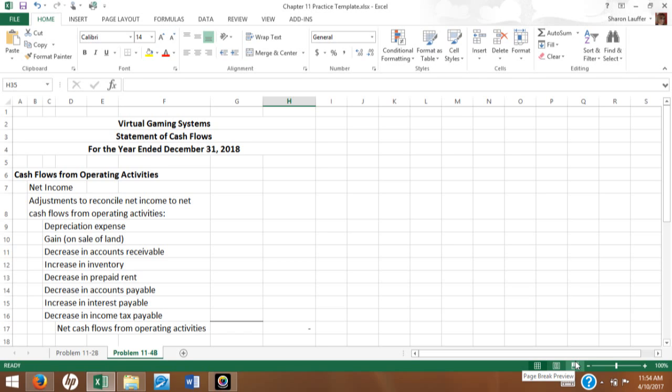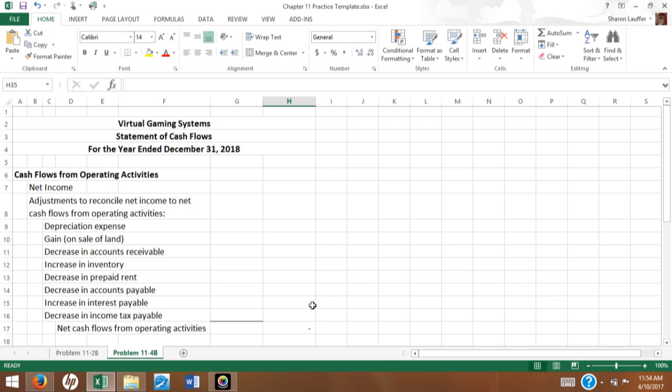P11-4b says the income statement, balance sheets, and additional information for Virtual Gaming Systems are provided. So we have an income statement, then they show us a balance sheet, and there's some additional information that involves 5 different transactions or pieces of information. And then it says, prepare the statement of cash flows using the indirect method. Disclose any non-cash transactions in an accompanying note.